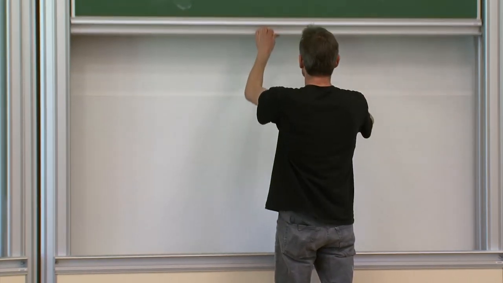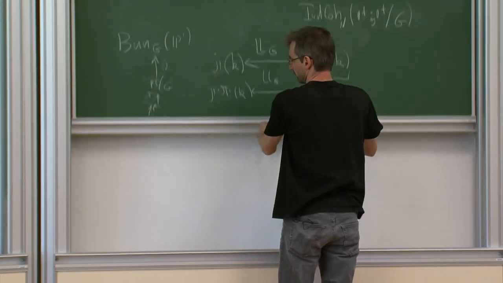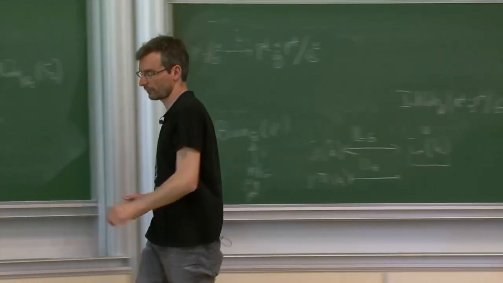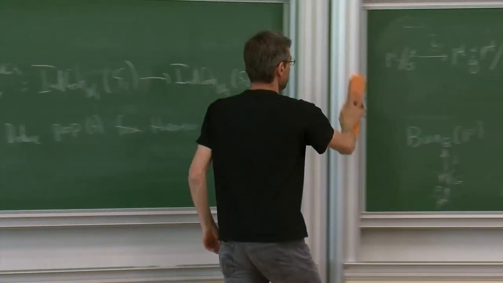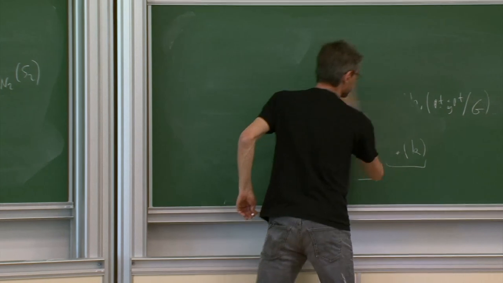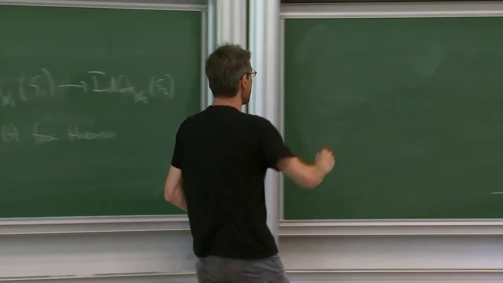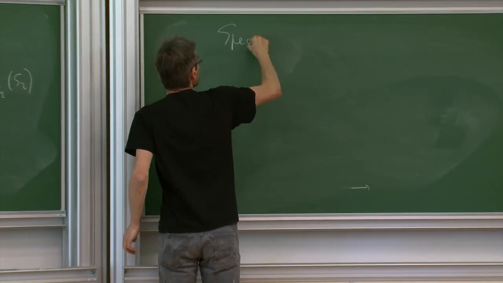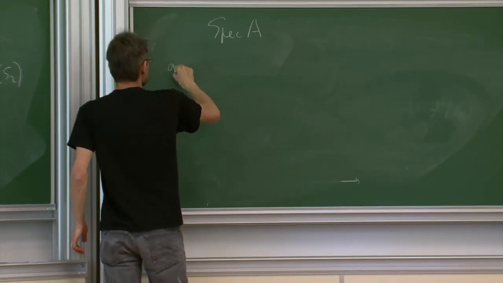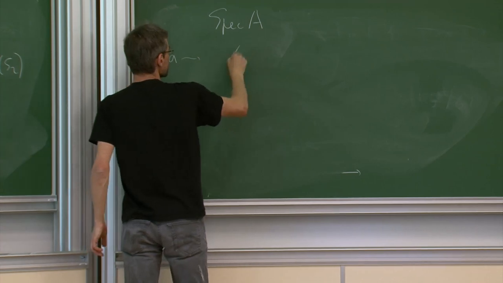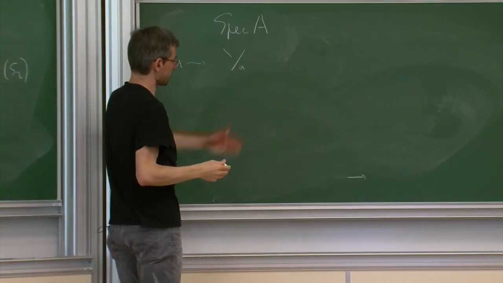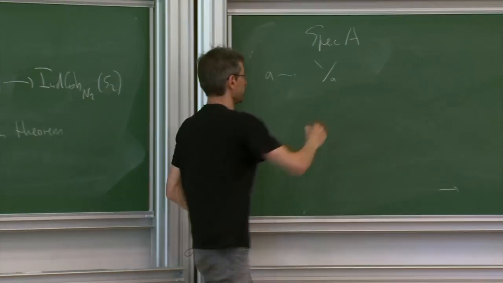So, consider Spec A. And for each homogeneous element a, we denote by Y sub a this kind of locus of zeros.